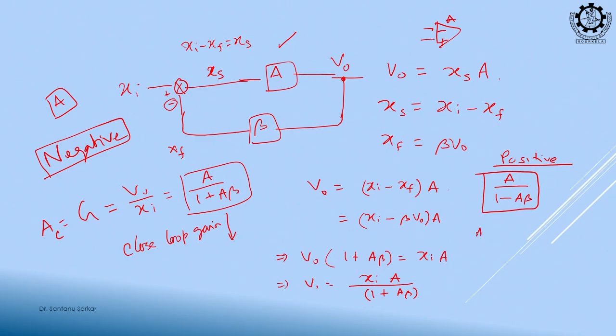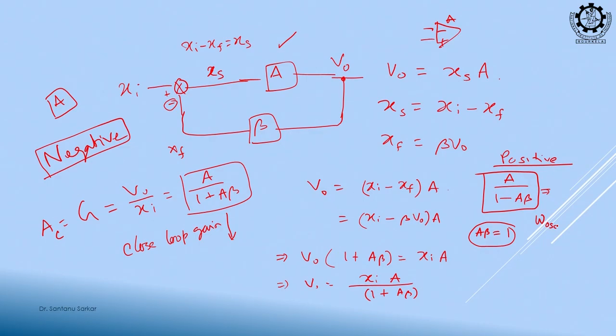Now, one interesting phenomenon can happen. At some frequency it may happen that A beta is equal to 1. So, what will it become? Infinite gain. That is used in oscillators actually. We choose this beta factor in such a way that A beta becomes 1, and at the frequency where it becomes 1, the oscillator will oscillate. We will discuss this later, do not worry.